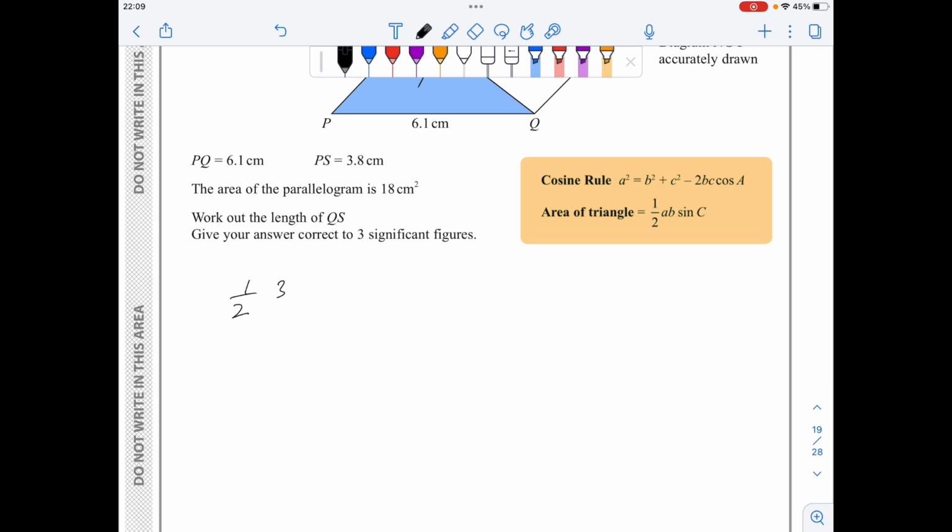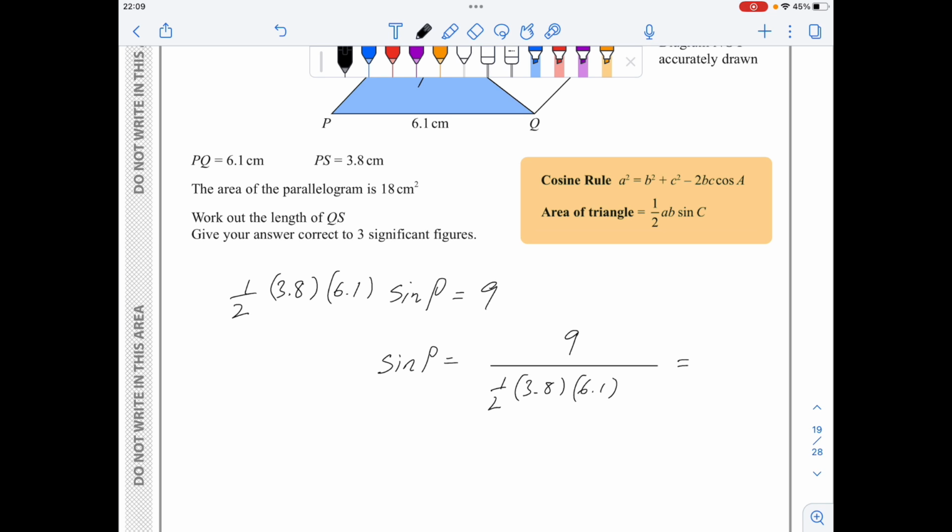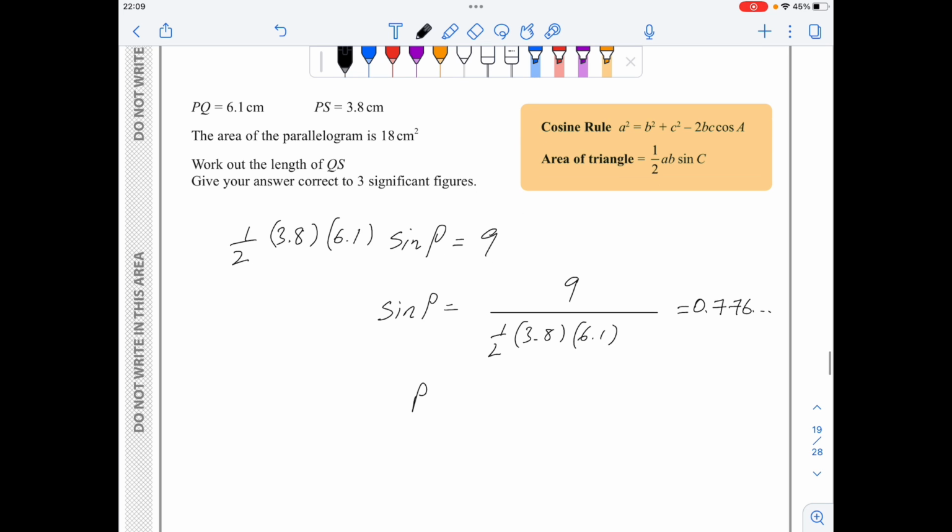Hence, using the area formula, I get the following: 1 over 2 times 3.8 times 6.1 times sine of P equals 9. So sine P equals a fraction with numerator 9 and denominator 1 over 2 times 3.8 times 6.1. Put this on the calculator and it will give you 0.776 and so on. So P is the inverse sine of this number, and this will come out to be 50.9 and so on. Now I'm being told that SPQ is acute, so no need to do anything else for P.